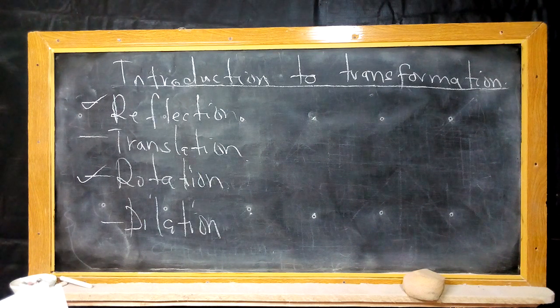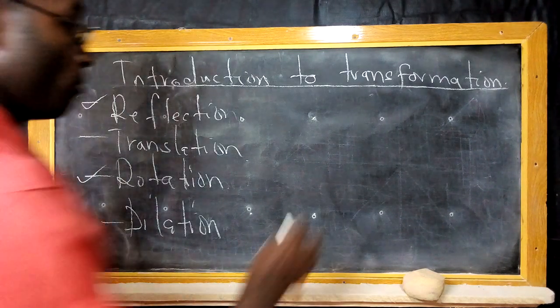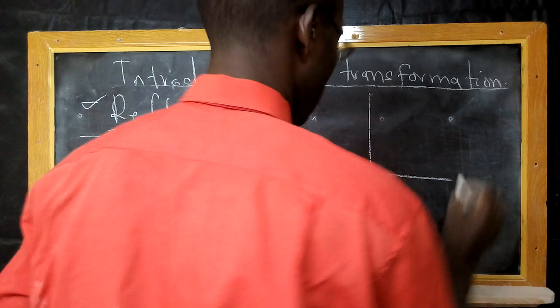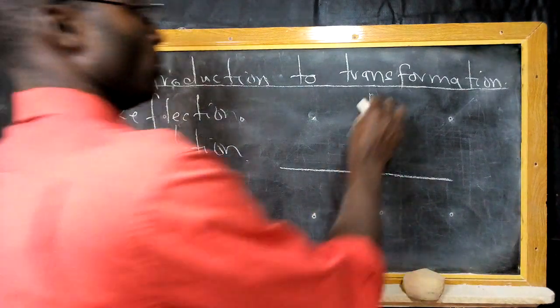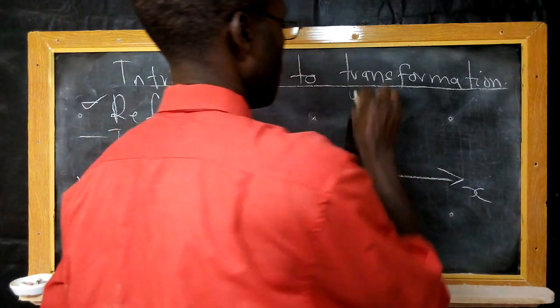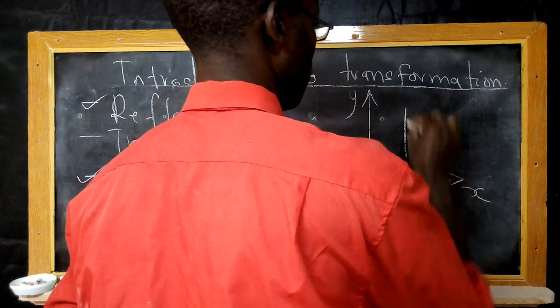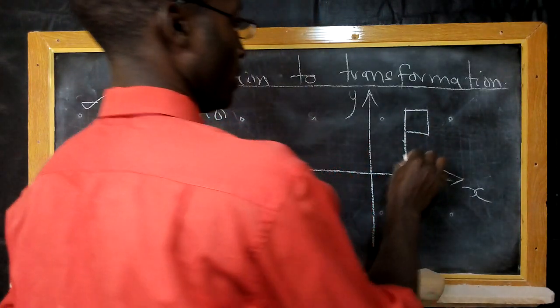Now for rotation, we are going to see that these different types of transformations have different properties. Suppose we have a coordinate plane like that. That is the x and y axis. And then we have our point. Maybe it's a flag, we have a flag at that particular point.